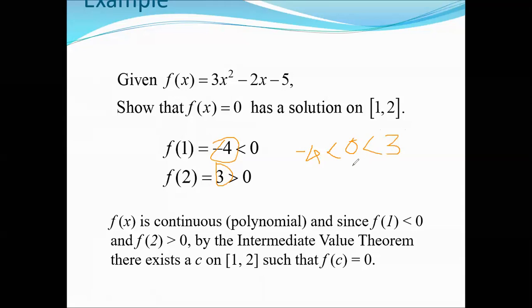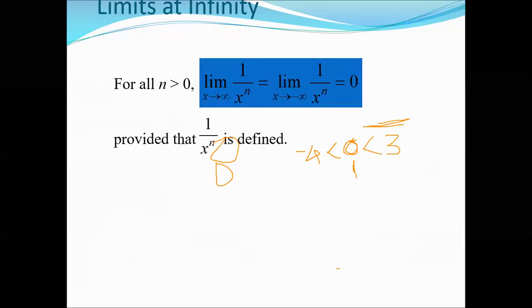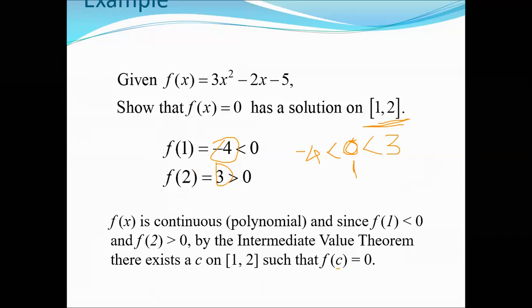Okay, so we take 0. For 0 there exists c in between 1 and 2 such that f of c is equal to 0. And what this point c is, we will know from here. Find the factors, or simply the roots, of 3x square minus twice x minus 5. If you find the factors, you will get a root.